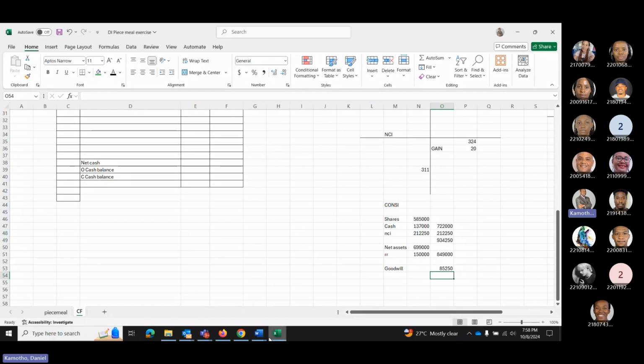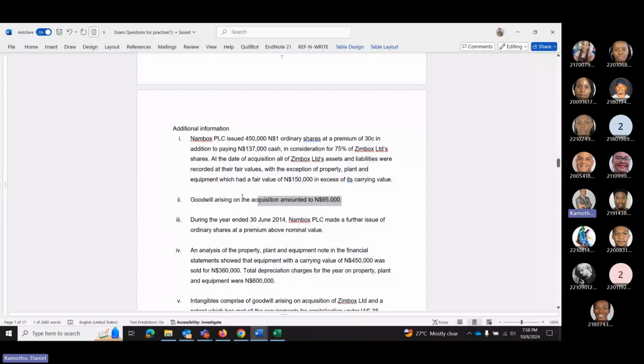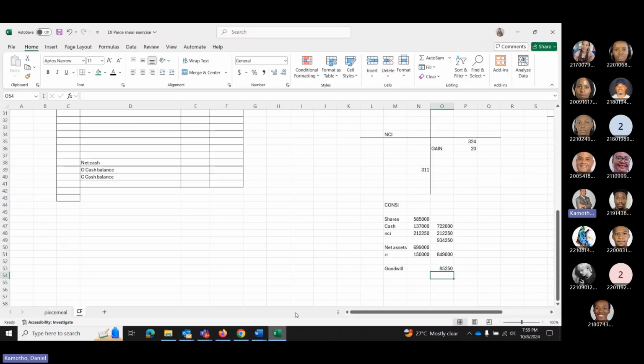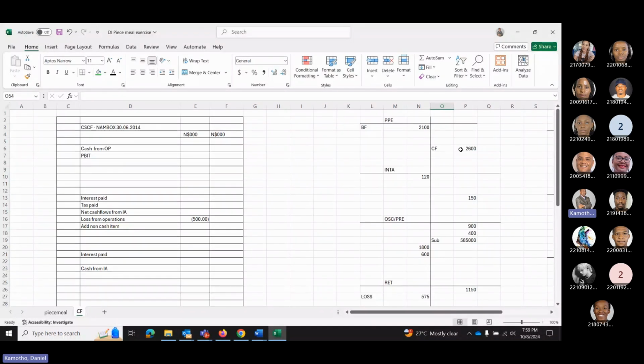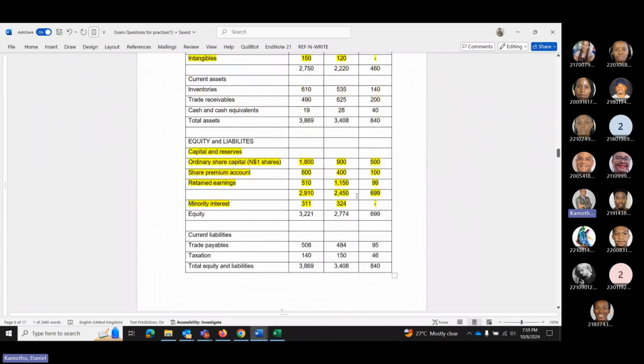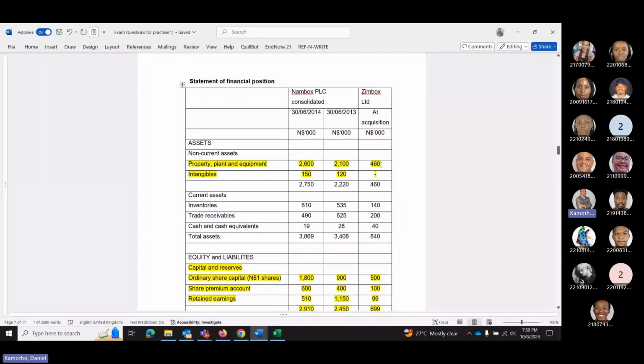So when we come to this question, it says goodwill is 85,000. I think it's because they are using thousands, so they have left out the 250. It's a question of estimation. But basically what they are saying is that the fair value of the asset was 150 in excess of carrying amount. So we can go back to our schedules and know that in the PPE brought forward, we have a revaluation reserve of 150 here in thousands. We can also now consider the asset that was brought forward. So the PPE is 460.